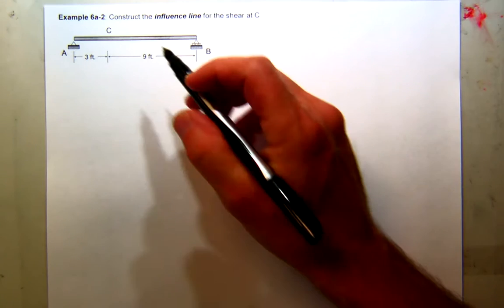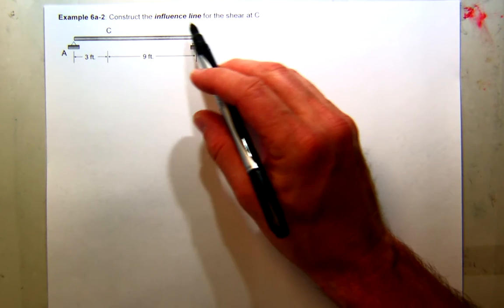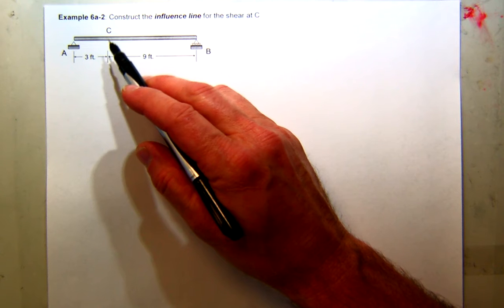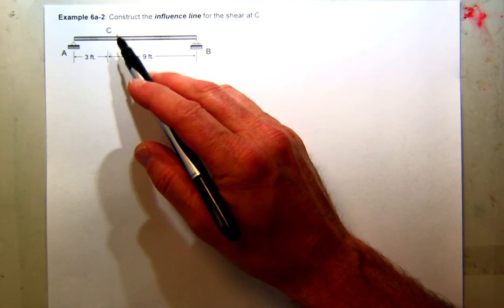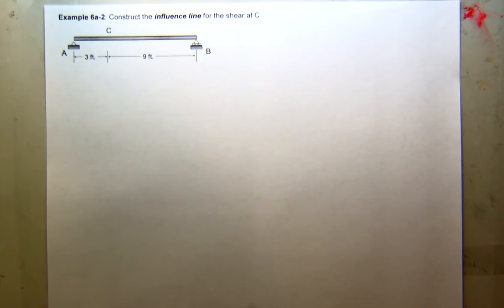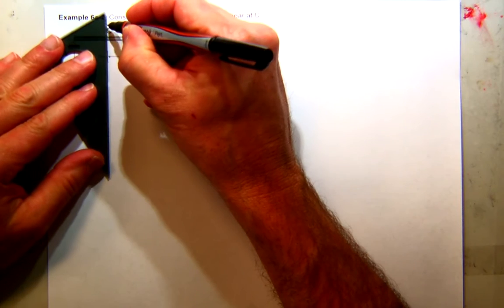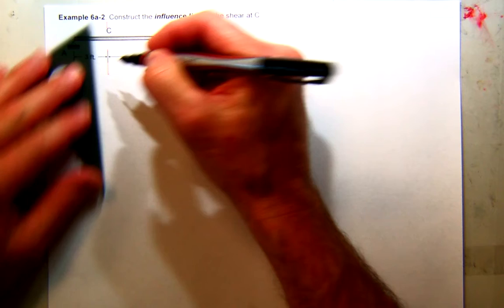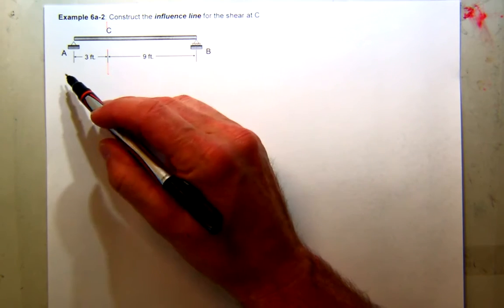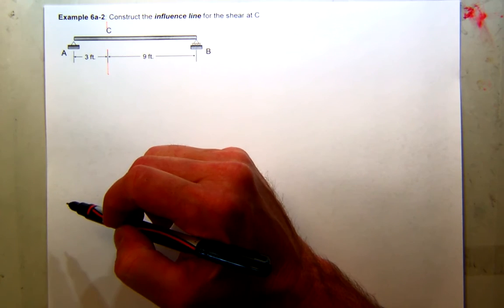All right, so let's try this one. Now we're going to draw the influence line for the shear at C. To find the shear at C, what do we normally do? If I ask you to find the shear at C for anything, what would you do? You would cut the structure at C, and now you need to decide whether you're going to work the left side or the right side.